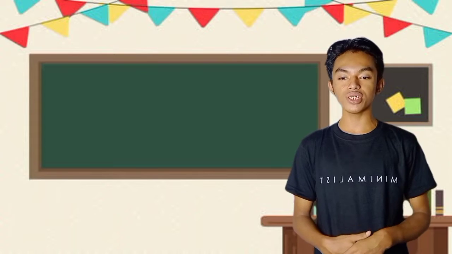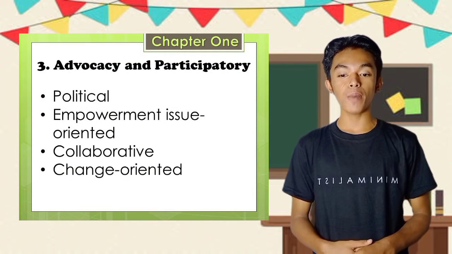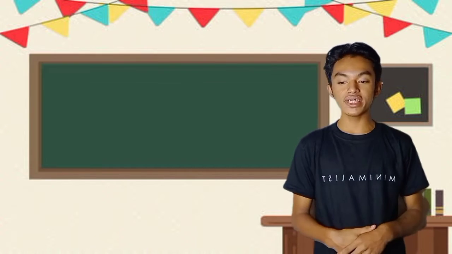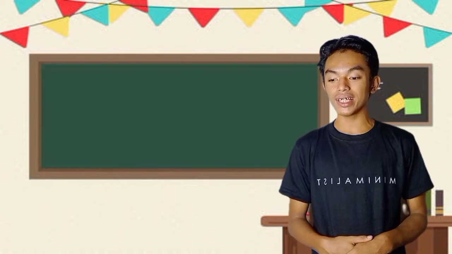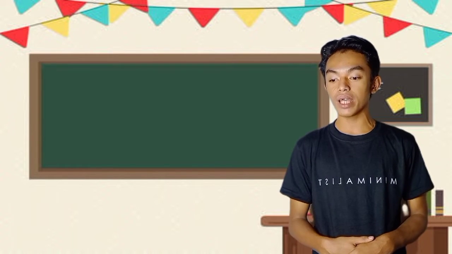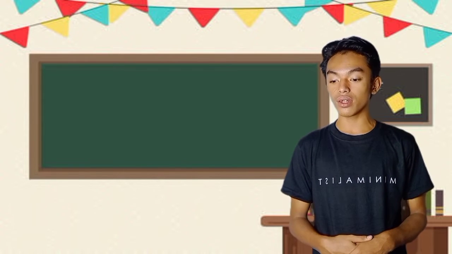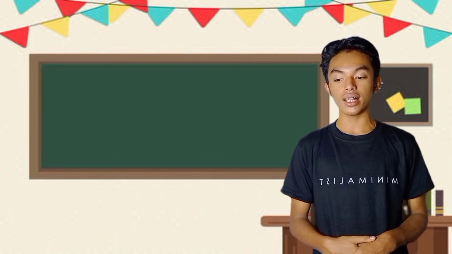The next worldview is advocacy and participatory. It is based on political, empowerment, issue-oriented, collaborative, and change-oriented. So basically, the advocacy and participatory worldview is typically seen with qualitative research, but it can be a foundation for quantitative research as well. It also holds that research inquiry needs to be intertwined with politics and a political agenda.